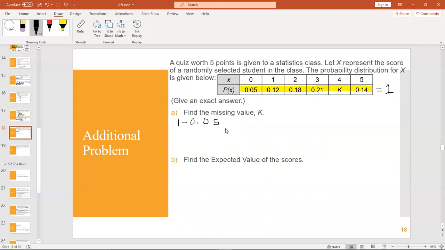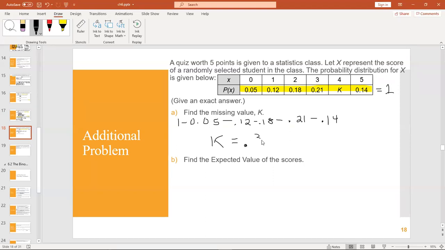So we're going to do 1 minus 0.05 minus 0.12 minus 0.18 minus 0.21 minus 0.14. And if we do that, that will give us the value of k. So let's find out what that is. Okay. So 1 minus 0.05 minus 0.12 minus 0.18 minus 0.21 minus 0.14. And you do all that and you get 0.3.